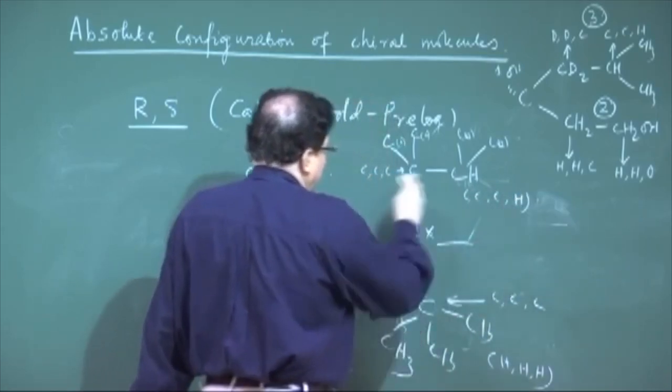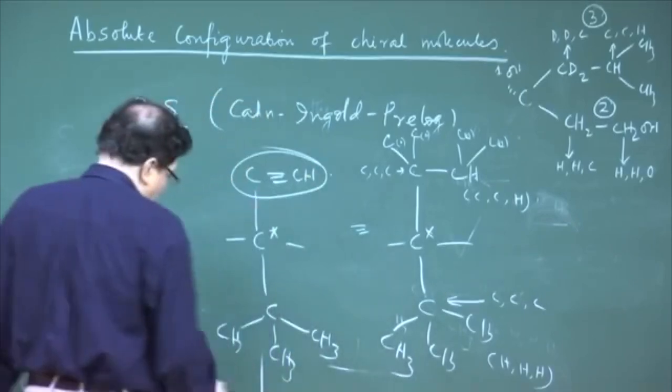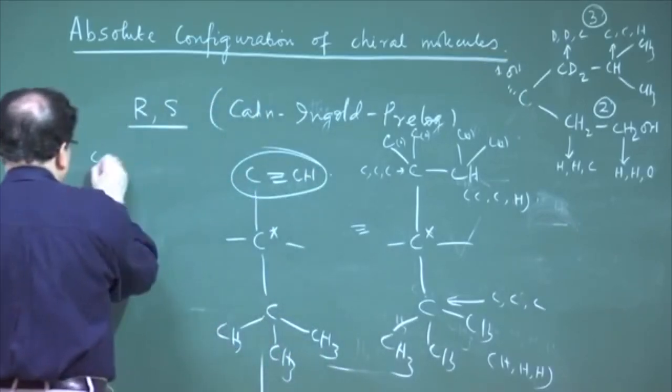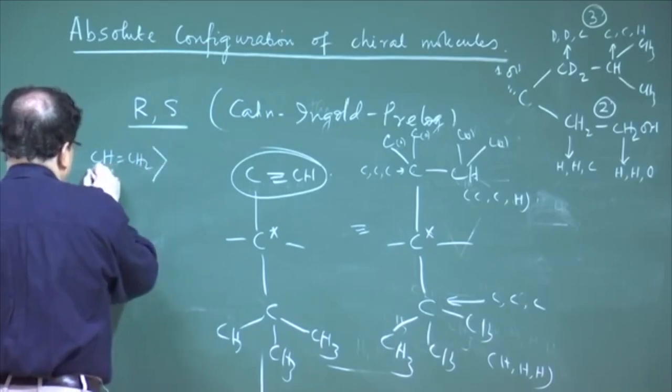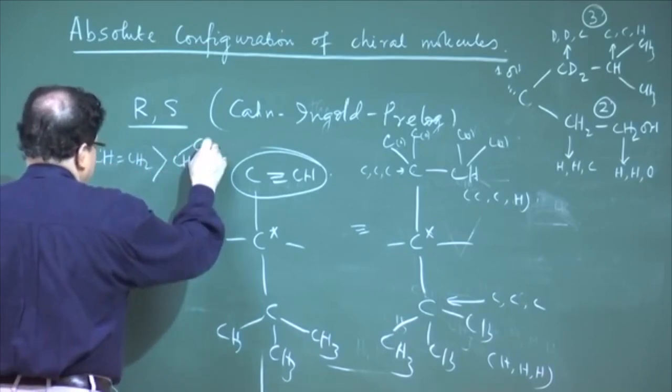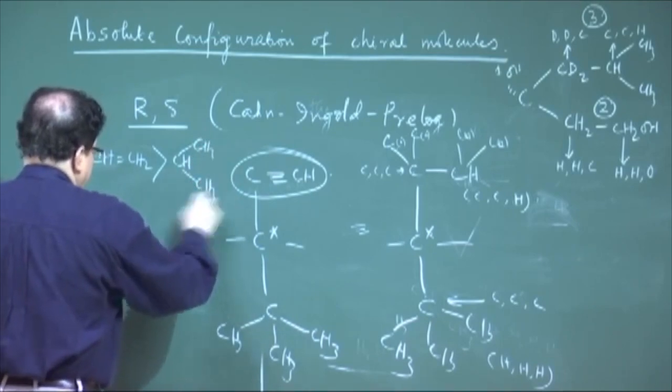So, ultimately the acetylene group wins over t-butyl. We can write that the triple-bonded group has higher preference than the t-butyl group.